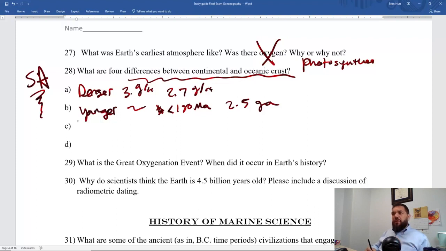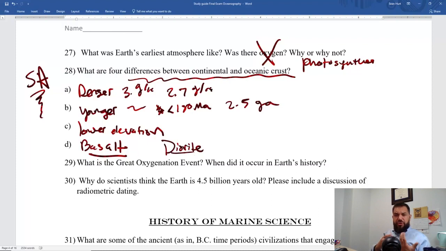Ocean crust is denser. Ocean crust also, this is obvious, has a lower elevation. Another thing we can put here is that ocean crust is mostly made of a rock called basalt, whereas the continental crust is mostly made out of a rock called diorite. It's a little bit like granite. Okay, so there are different rock types. You should know that basalt is the dominant ocean crustal rock.